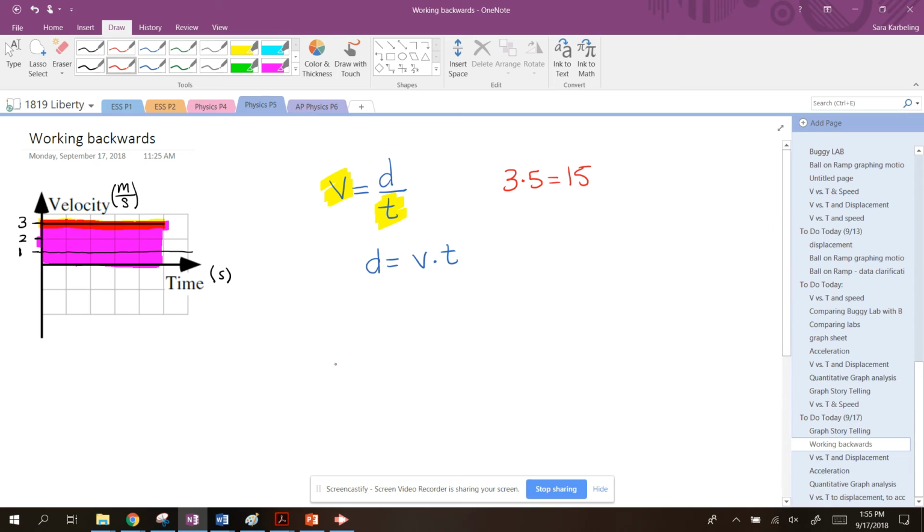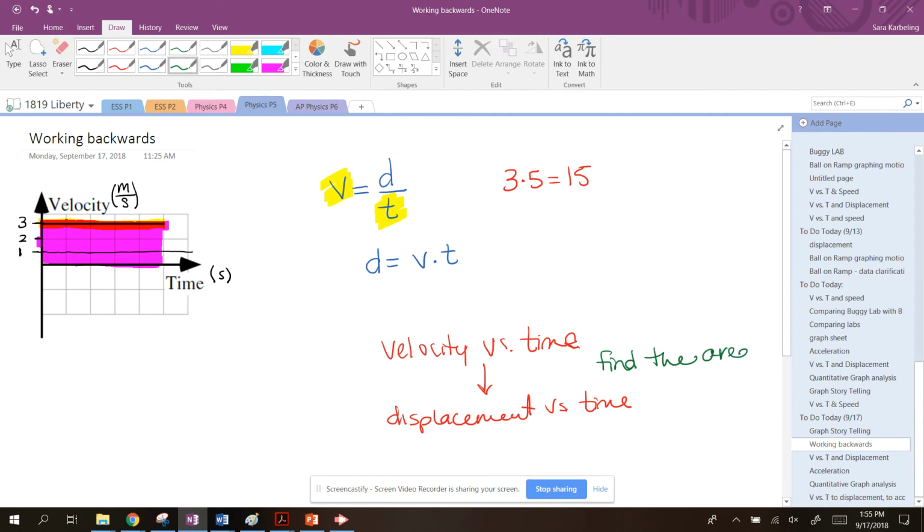So really what we're doing when we're going from a velocity versus time graph to a displacement versus time graph is that we are going to find the area between the graph and the axis. Okay.